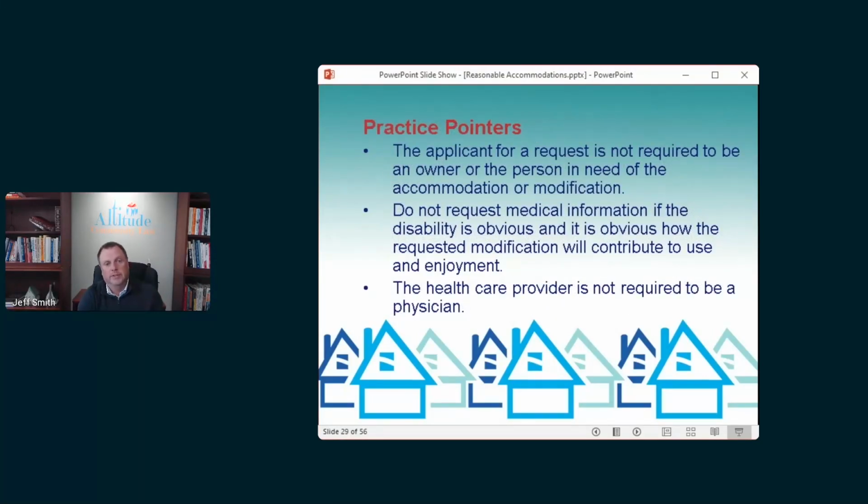So, some practice pointers. The applicant for a request is not required to be an owner or the person in need of the accommodation or modification. We touched on that briefly earlier. Do not request medical information if the disability is obvious and it is obvious how the requested modification will contribute to use and enjoyment. The healthcare provider is not required to be a physician. A medical professional is fine.